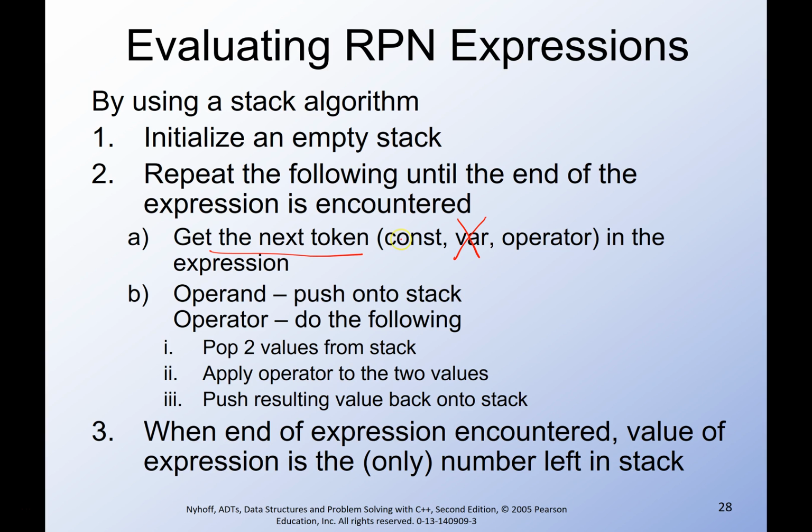Our expressions are only going to process digits. We have to enter them as digits to make it simple just to read the values. So it's either a digit or an operator, and by an operator, that means plus, minus, star, or slash. If it's an operand, that means it's a digit, and we're going to push it onto the stack. If it's an operator, we're going to pop 2 values from the stack, apply the operator on those 2 values, and push the resulting value back onto the stack.